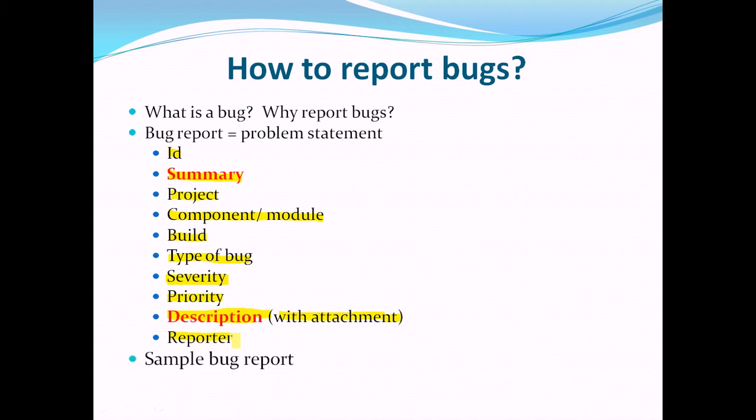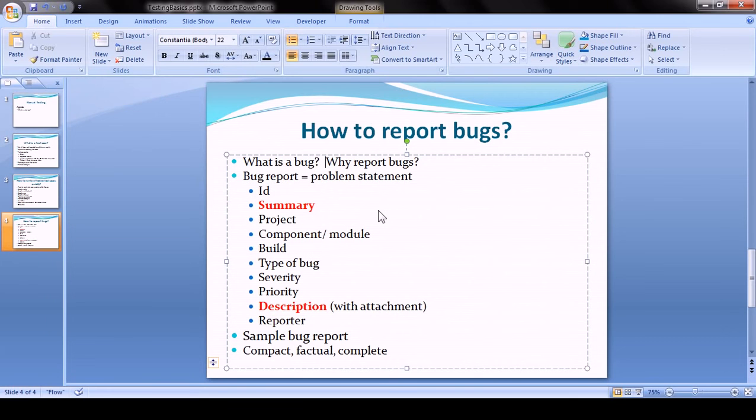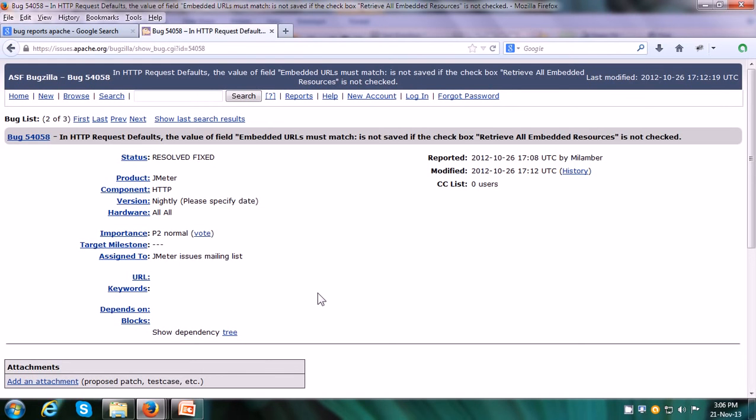Now let us look at a sample bug report, and after this we will do a summary. Now this is the public bug database from the Apache Software Foundation, and here I just have opened a bug report to show you the different fields. So this is an already existing bug report. So once it is created, this is how it looks.